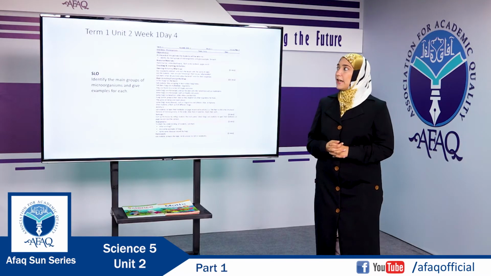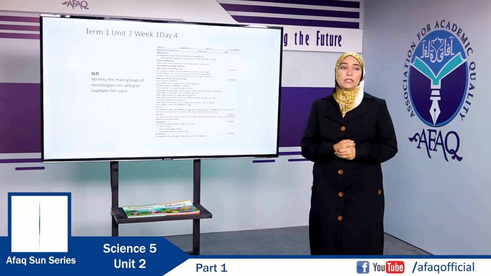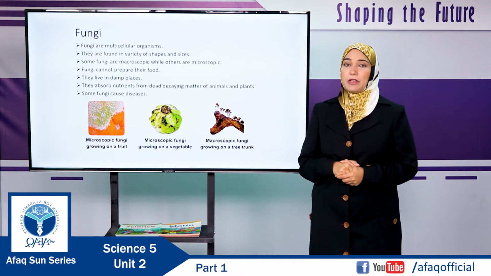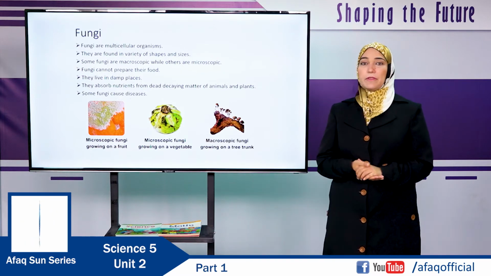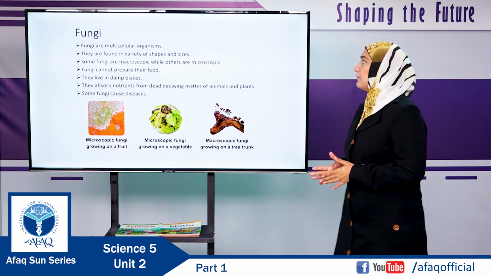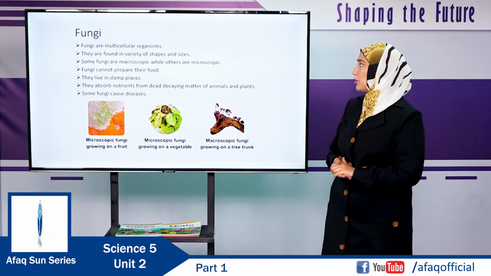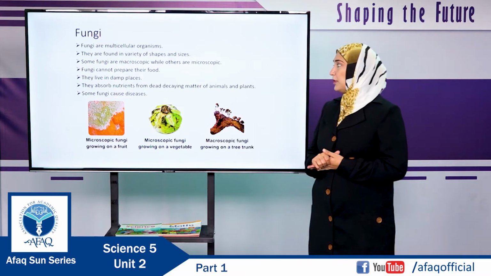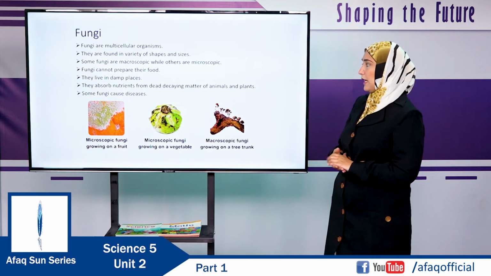Now we will move towards the day 4 of week 1, unit 2 and term 1, and again we are going to cover one SLO in this DLP. You have learned about the two main groups of microorganisms, that is viruses and bacteria. Now we will move towards the third group of microorganisms, that is fungi. Fungi are multicellular organisms, which means they are made of more than one cell. Fungi are found in a variety of shapes and sizes. Some fungi are macroscopic like mushrooms, while others are microscopic. Fungi cannot prepare their food. They live in damp places and they absorb nutrients from dead decaying matter of animals and plants.